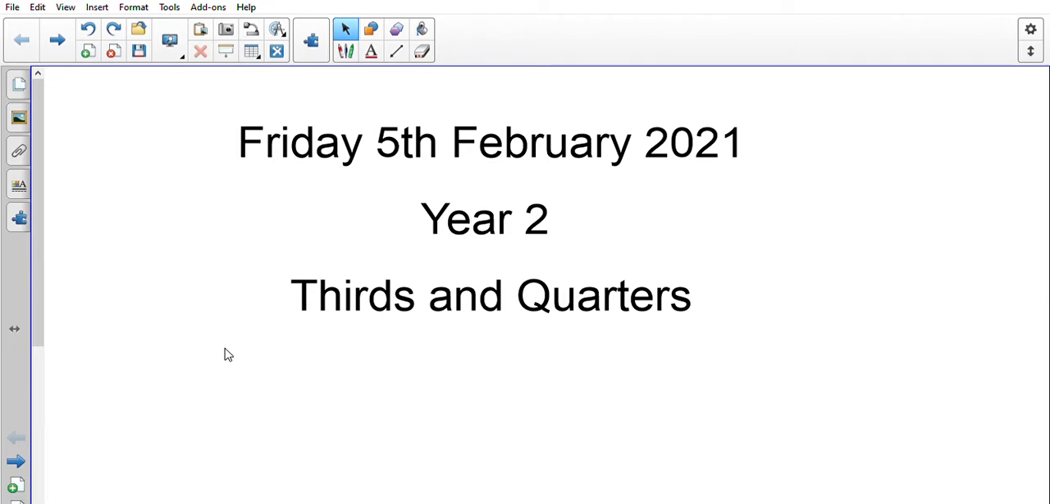So today we're going to do a bit more work on fractions and we're going to be looking at thirds and quarters. I was so impressed with all your work on halves yesterday. The challenges were quite tricky but you did really well. Well done everybody.